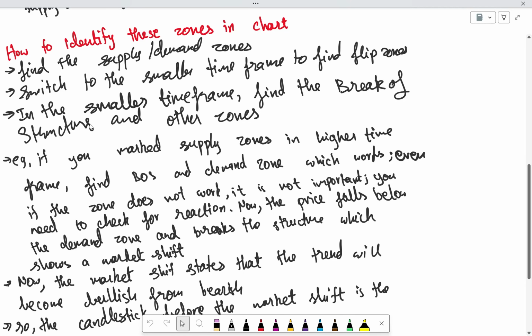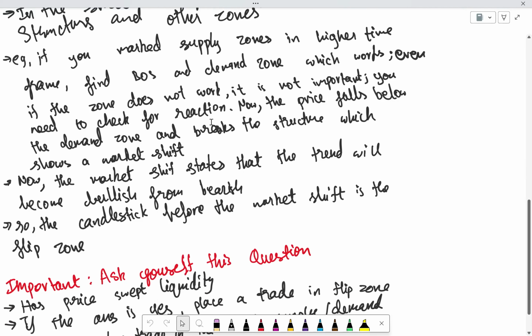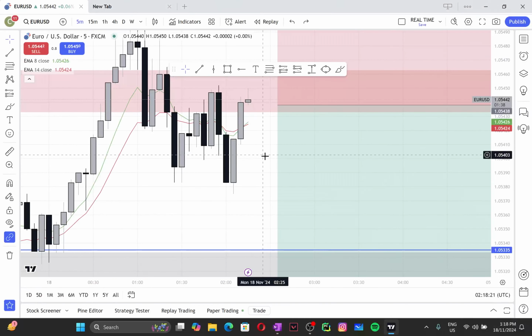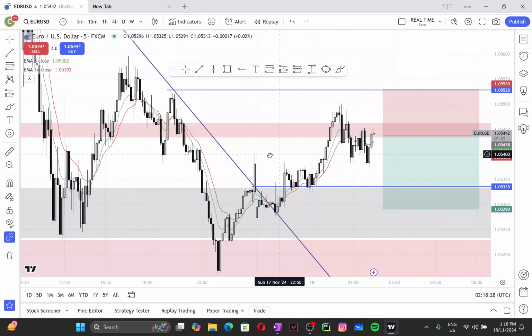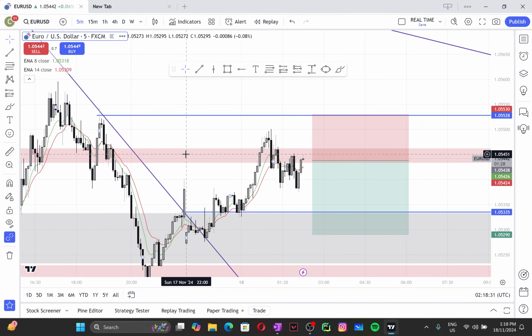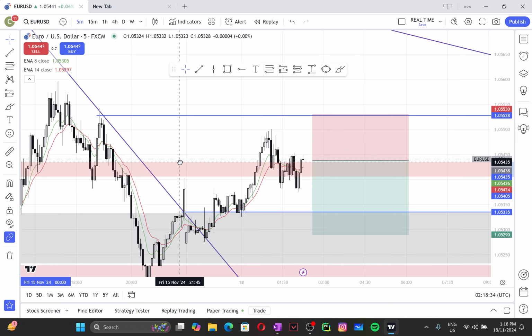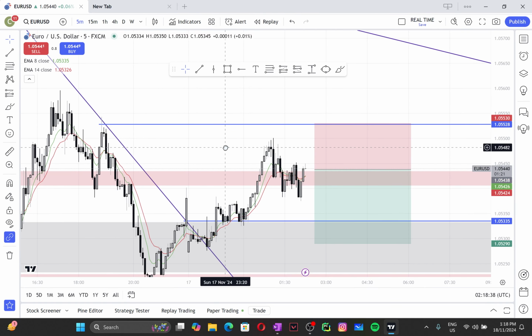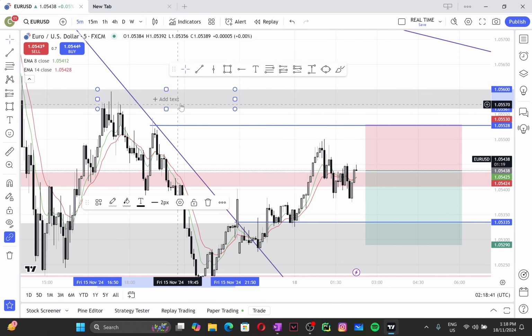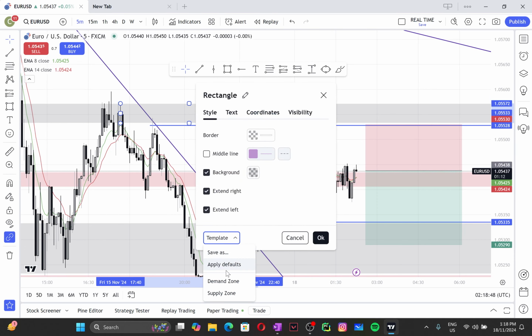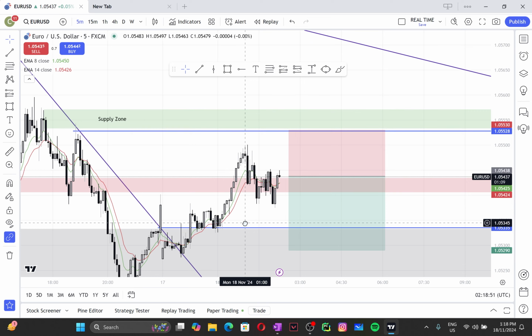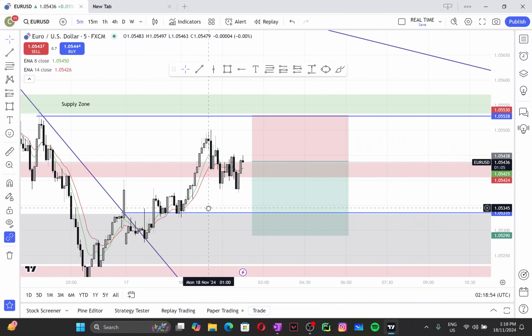Find the supply in small time frame, structures in other zones. So okay, I think I should do one more thing. So we're here. This was supposed to be a zone right about there, demand zone. It bounced off, and this over here was supposed to be a supply zone. About there, that was supposed to be a supply zone. So maybe this is gonna bounce off and go up.